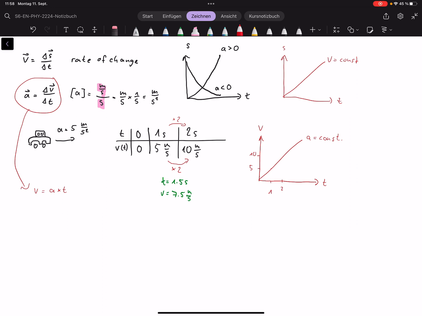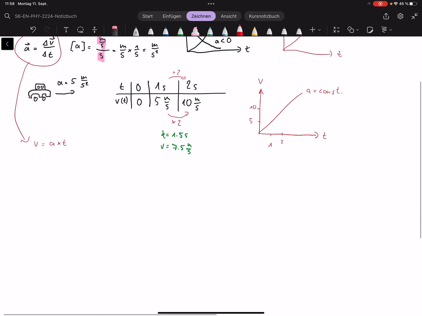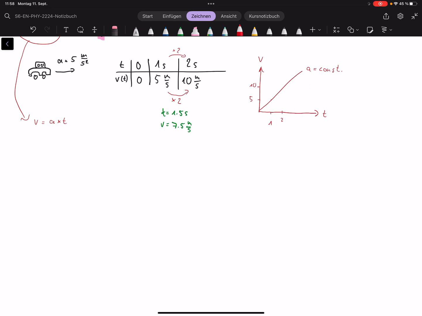Okay, so now we want to recall the general equation of movement, which is, I can use a different color here, s is equal to a half a t squared plus an initial speed times t plus an initial distance.